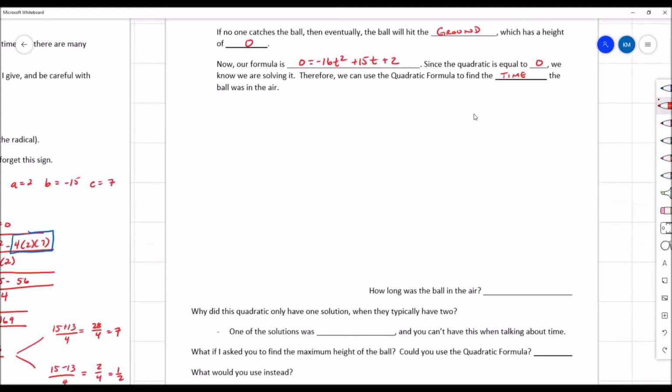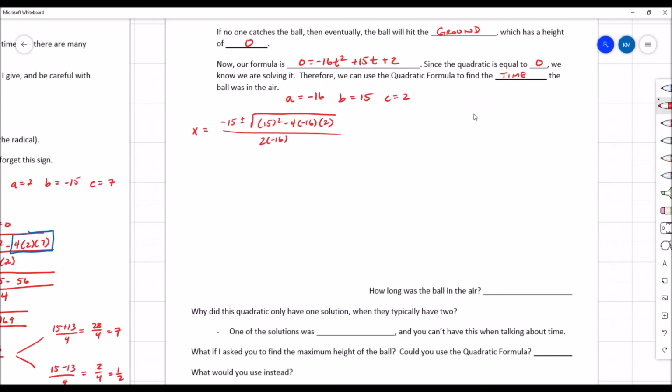With our formula there, we're going to identify a, which is negative 16, b, which is 15, and c, which is 2, and plug it into our quadratic formula. x equals opposite b, negative 15, plus or minus the square root of b squared minus 4 times a times c, all over 2 times a.